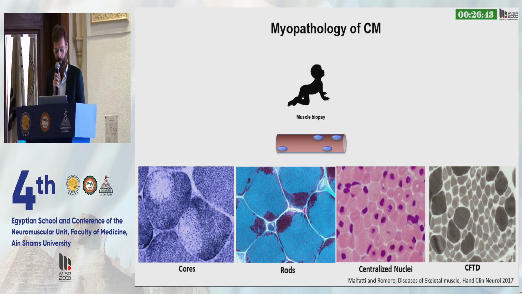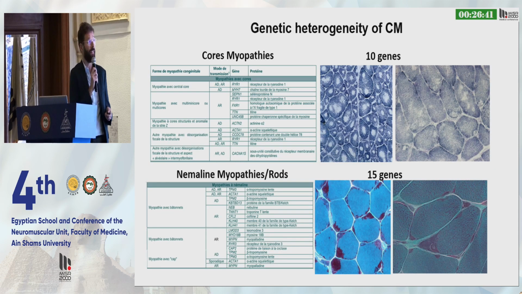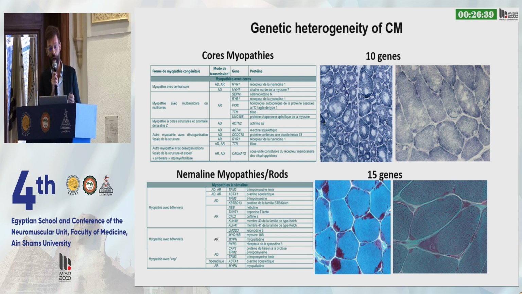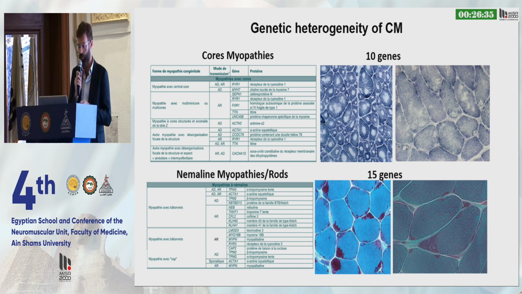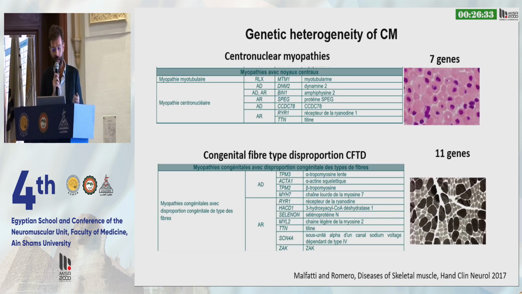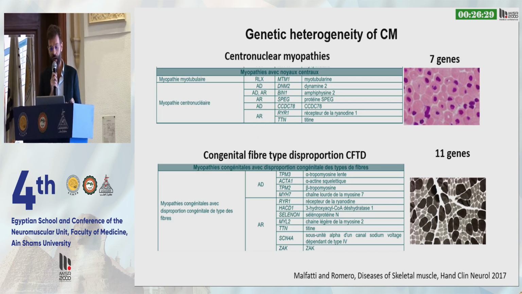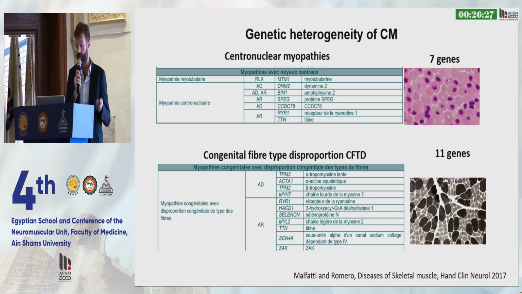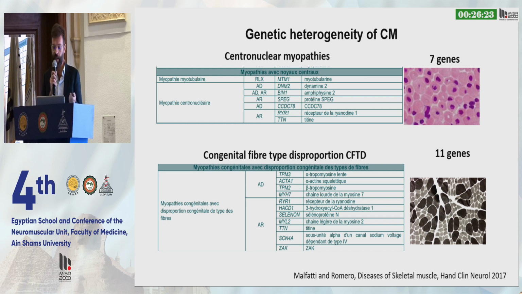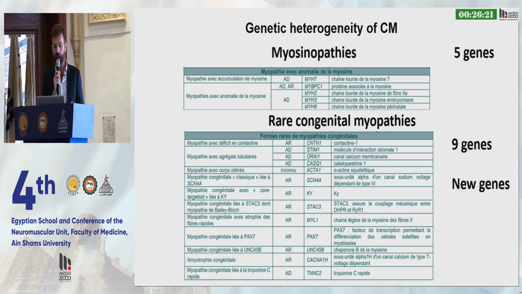Thanks to the genetic approach, we found that now associated with core myopathies we have 10 different genes. I will only describe the more frequent ones. We have nemaline myopathies associated with 15 genes. We have centronuclear myopathy, 7 genes. Congenital fiber type disproportion, 11 genes, and some are overlapping. And then we have rare congenital myopathies and myosinopathies.